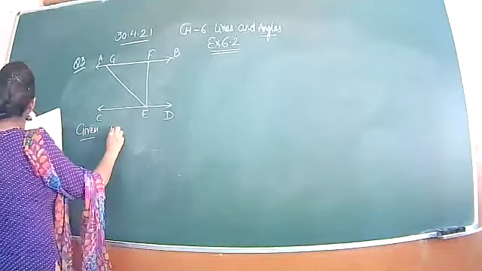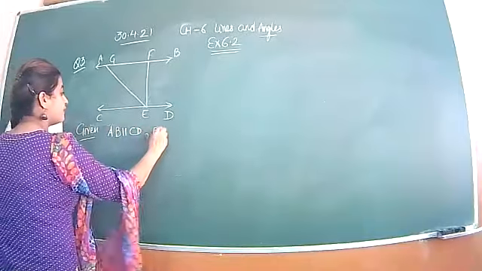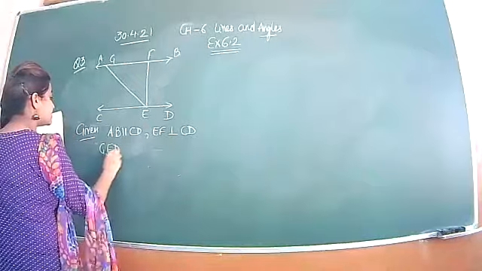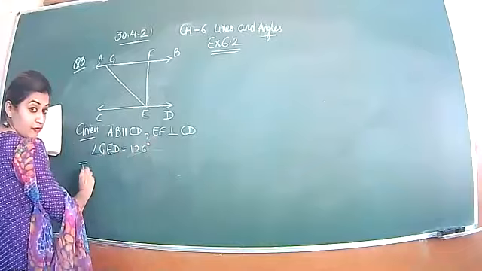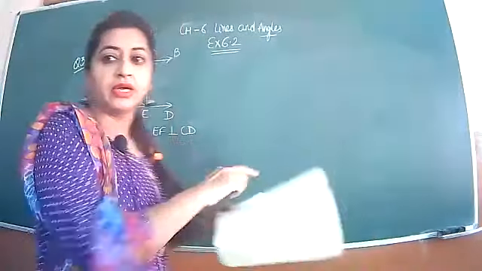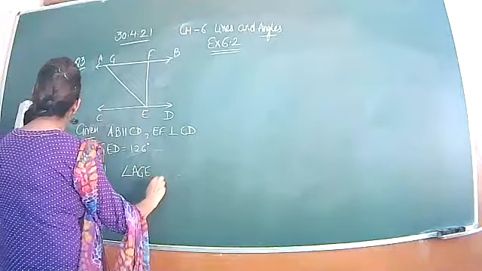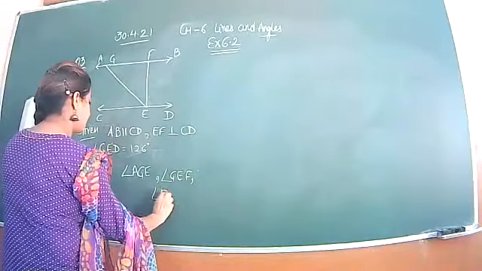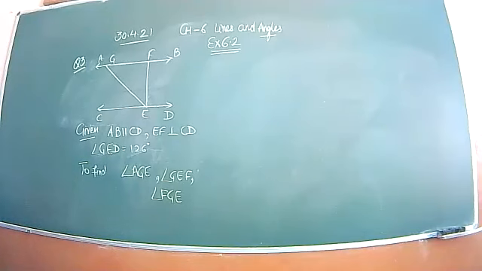Given: AB is parallel to CD, EF is perpendicular to CD, angle GED is equal to 126. To find: angle AGE, angle GEF and angle FGE. These three angles we have to find.